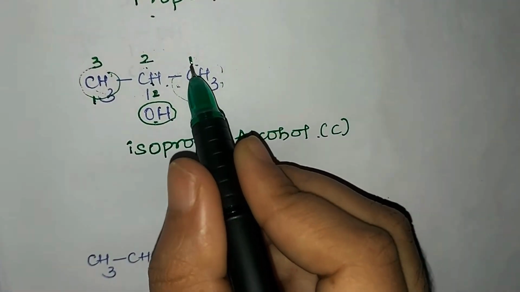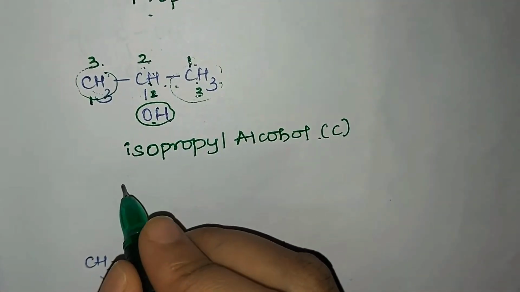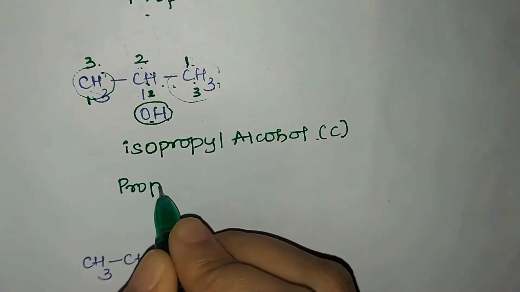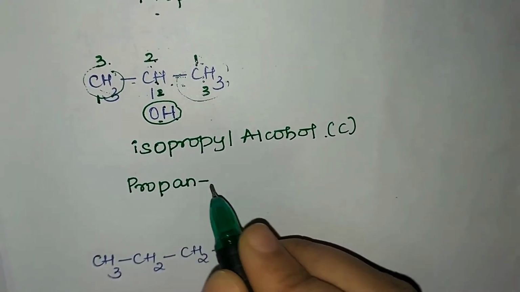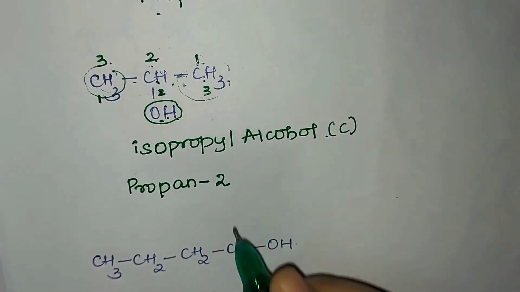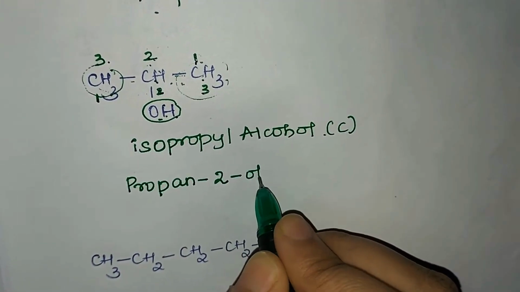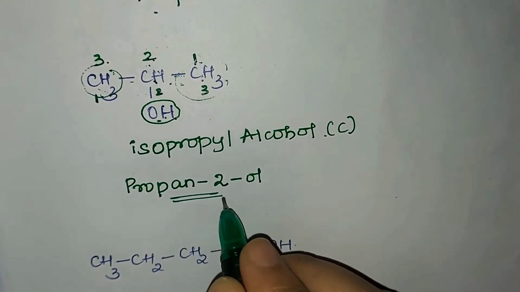So there are 3 carbon atoms. The word root is prop. The carbon atoms are singly bonded, hence it is ane, and the functional group is present on the second carbon atom, hence it is 2, and the suffix is ol, hence the name is propan-2-ol.